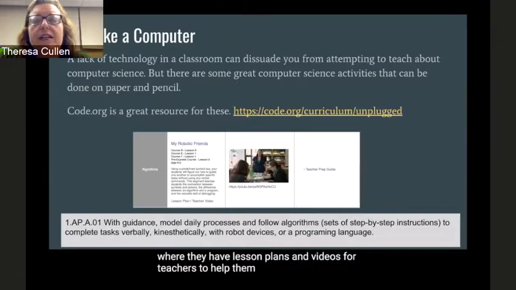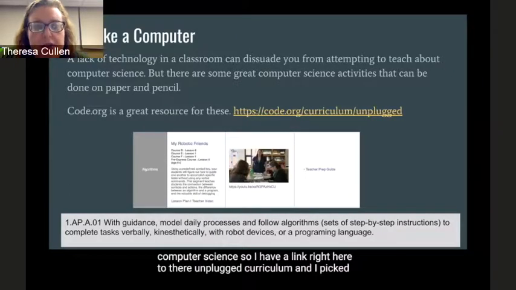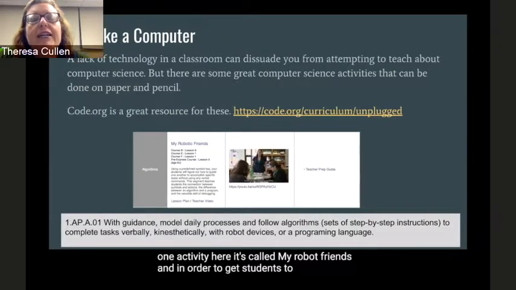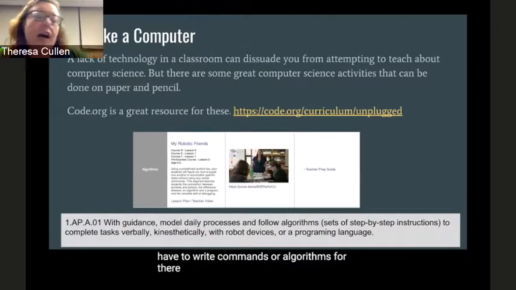I have a link right here to their unplugged curriculum, and I picked one activity here. It's called My Robot Friends. In order to get students to understand what it's like to think like a computer, they have to write commands or algorithms for their friends to have them do a task, which is piling cups.